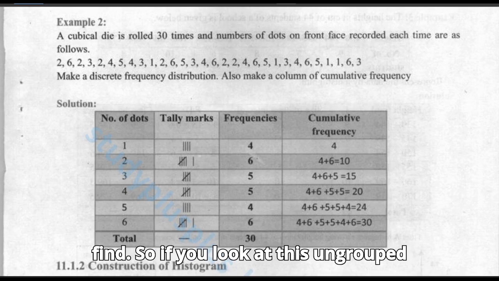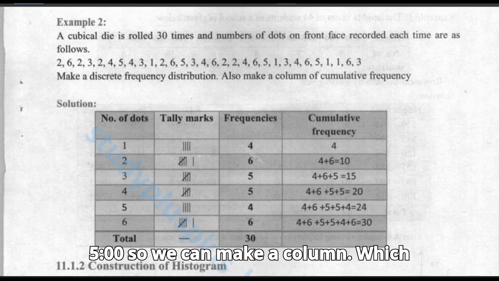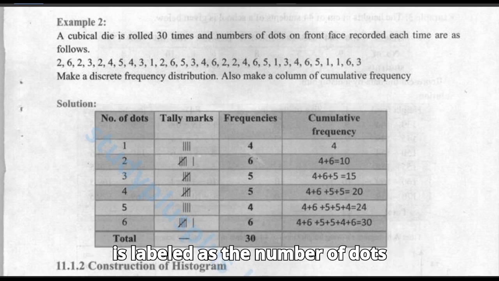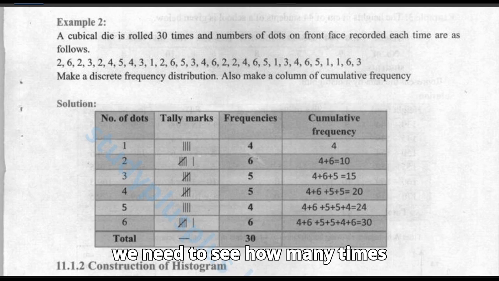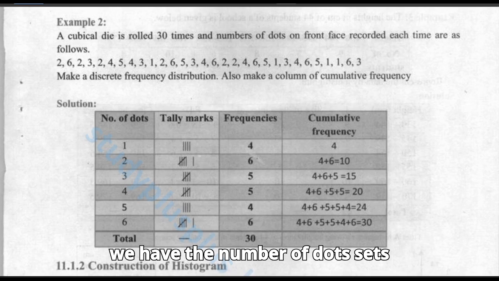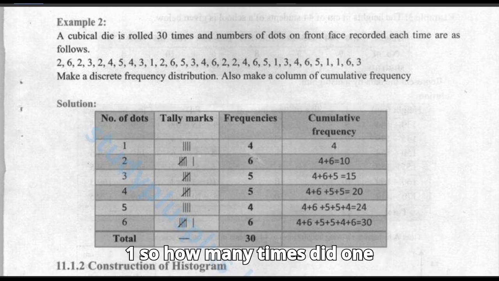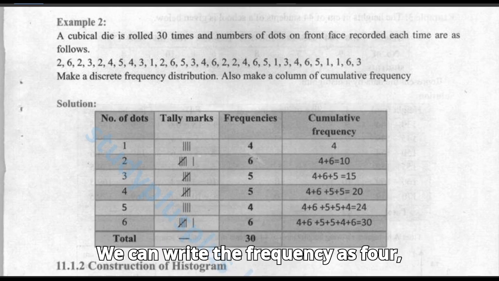So if you look at this ungrouped data, we have the values of 2, 6, 3, 1, and 5. So we can make a column labeled as the number of dots and write 1, 2, 3, 4, 5, and 6. And then we need to see how many times these number of dots occur. Like we have the number of dots as 1. So how many times did 1 occur in this table? 1, 2, 3, and 4. So we can write the frequency as 4.